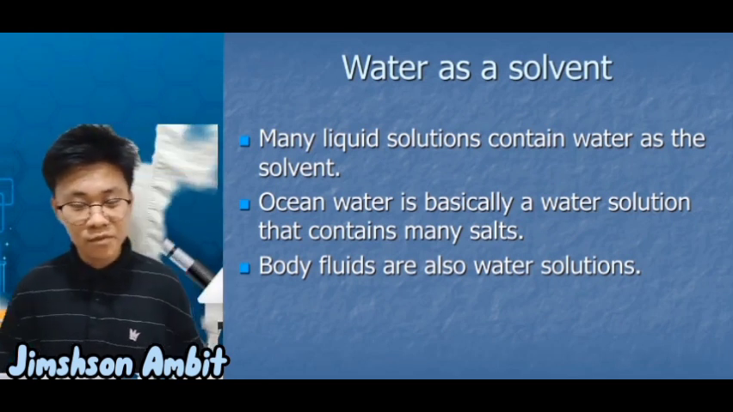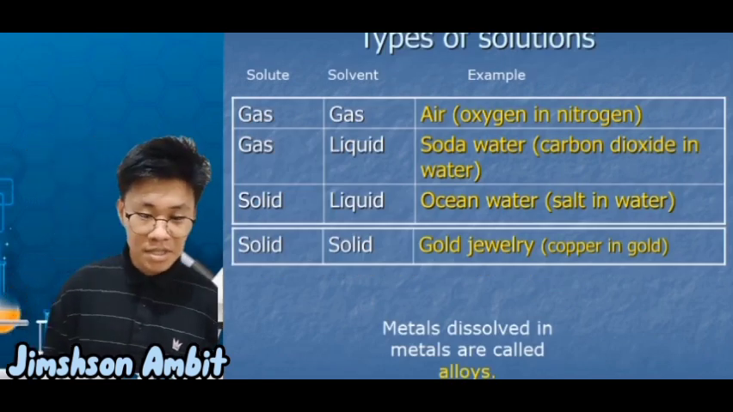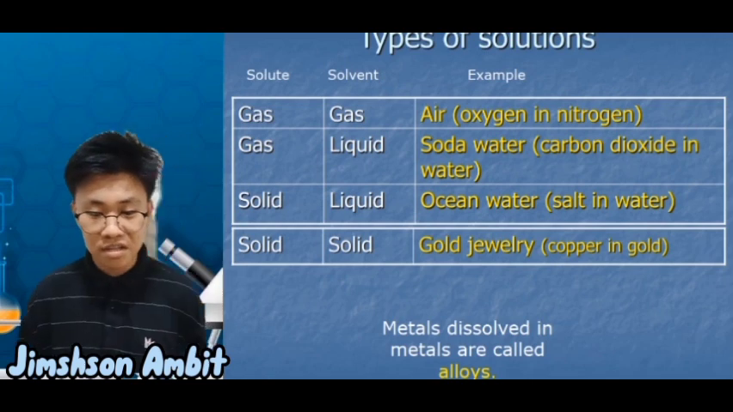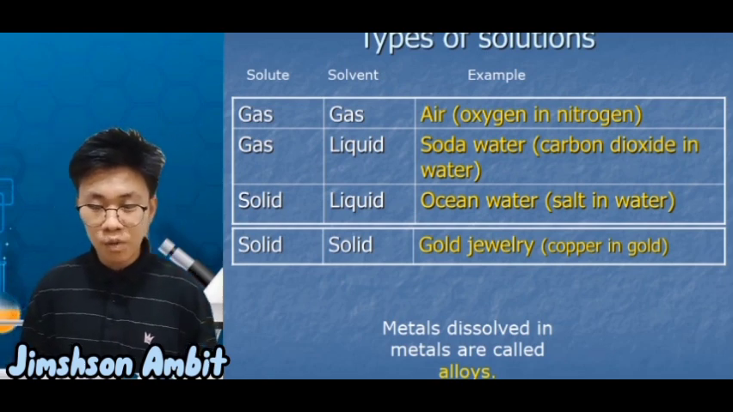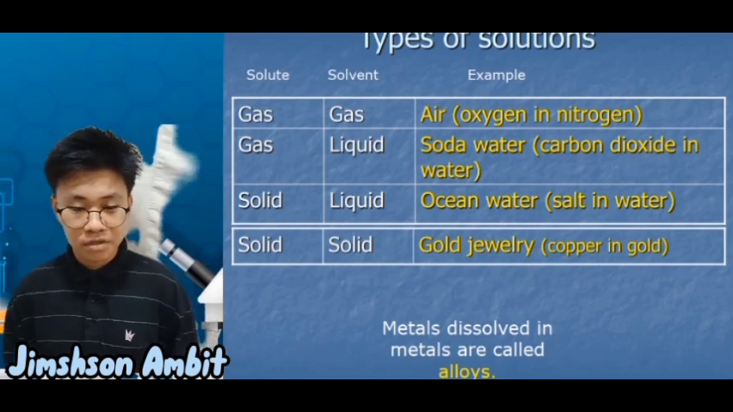Alright, let's move on to the next slide. Here we have the table. In this table, the solute refers to the substance that is being dissolved, while the solvent is the substance in which the solute is dissolved.